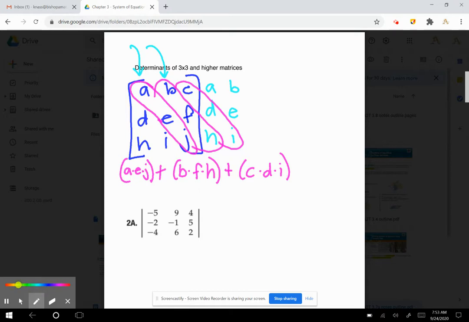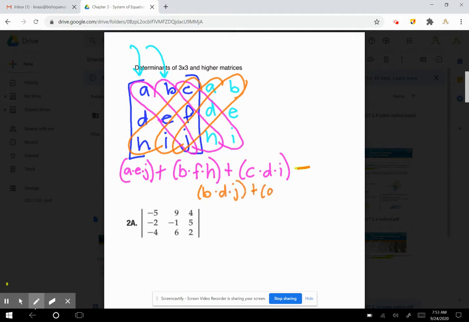And then you're going to subtract the diagonals going the other way. So you're going to start at the top right: B, D, J, A, F, I, and C, E, H. So that looks like this: B times D times J plus A times F times I plus C times E times H. And that's your answer. So let's start working on them.